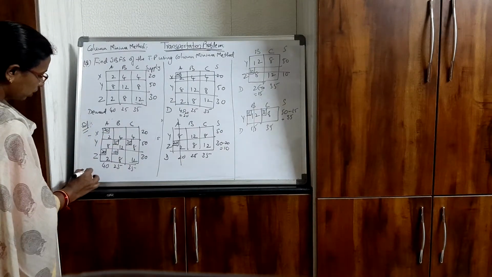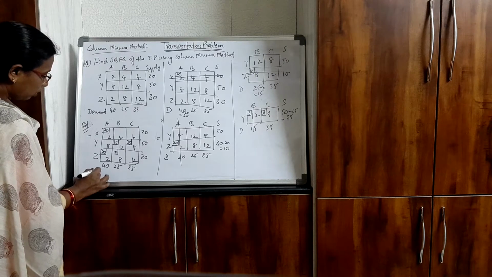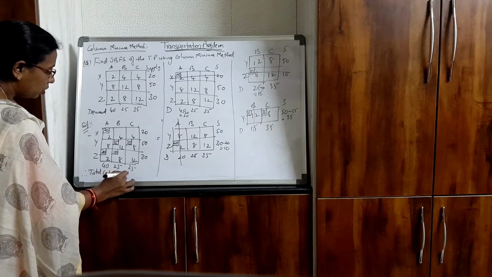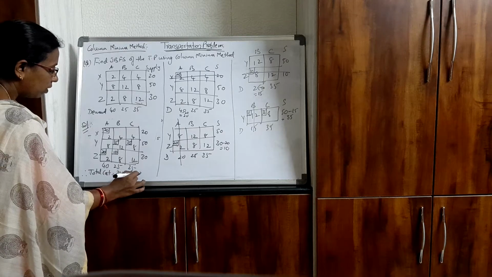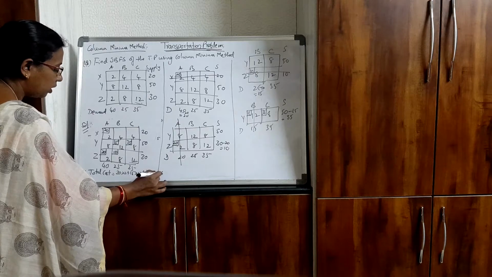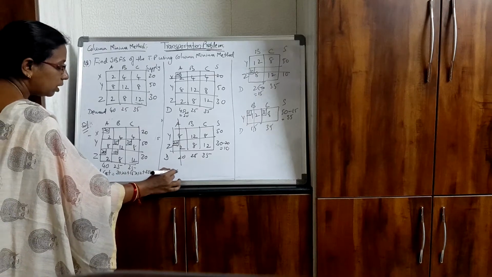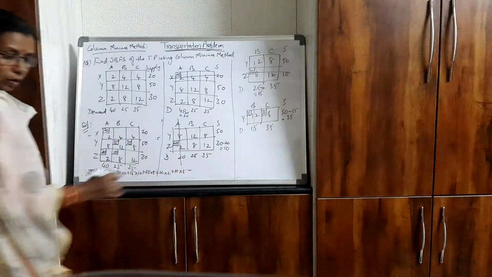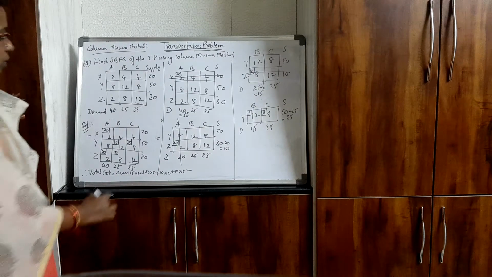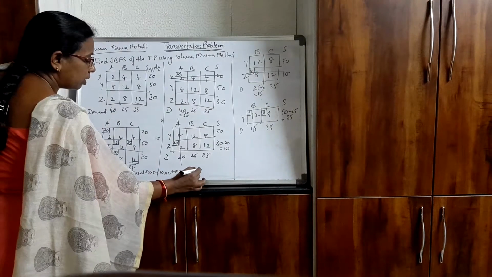Now what is the total cost? The total cost is equal to 20 into 2 plus 15 into 12 plus 35 into 8 plus 20 into 2 plus 10 into 8. When you multiply all these things, you will get the total cost as 12,200.